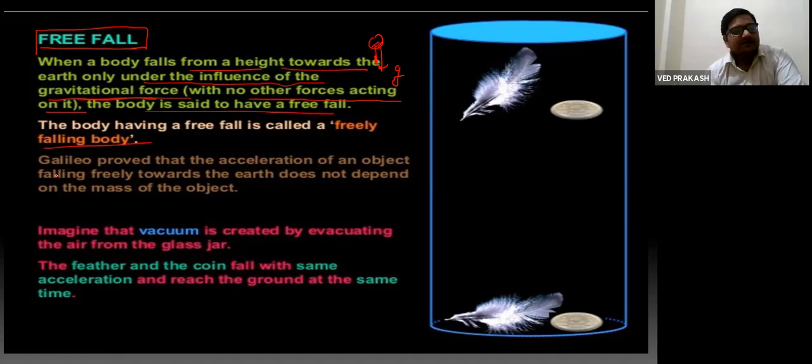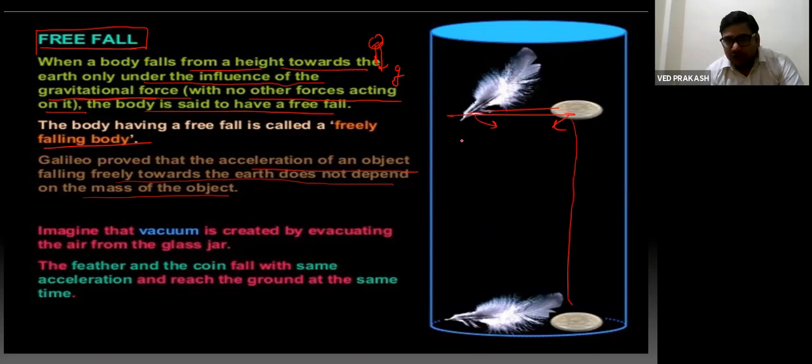Is it clear? So Galileo proved that the acceleration of an object falling freely towards the earth does not depend on the mass of the object. So if you drop a coin and a feather from the same height, both will fall on the ground at the same time. How does it happen? This happens when a vacuum is created, because if some air were there, air resistance would start acting and both would not fall at the same time.